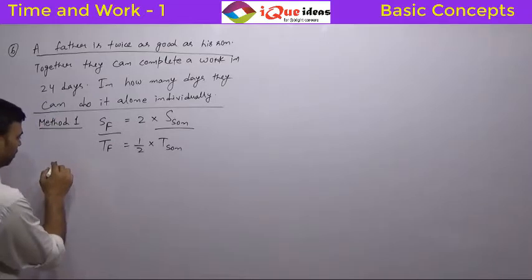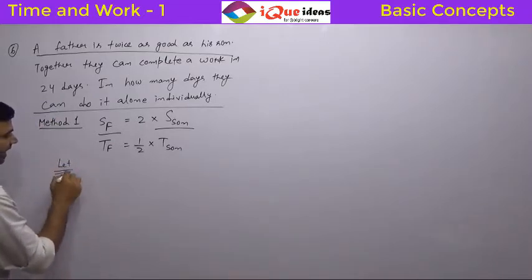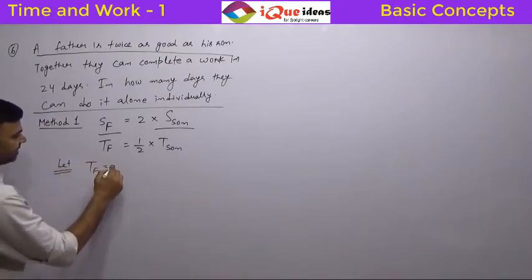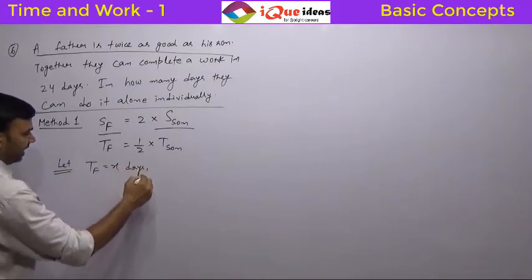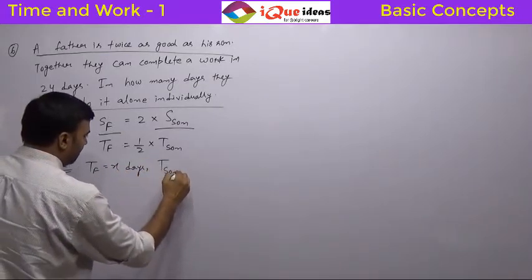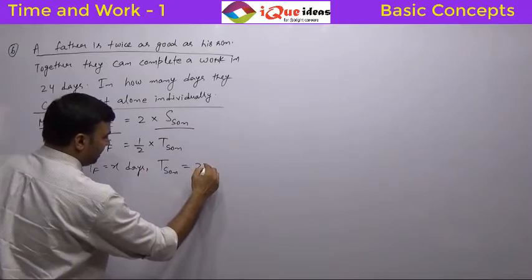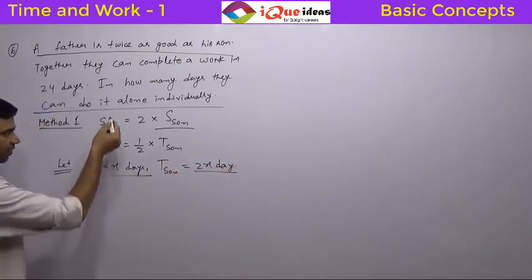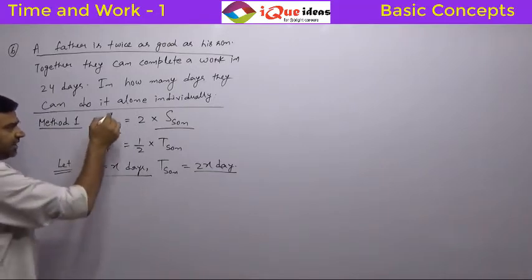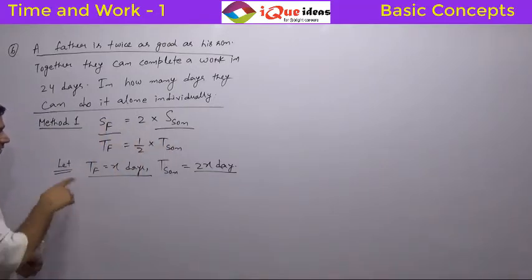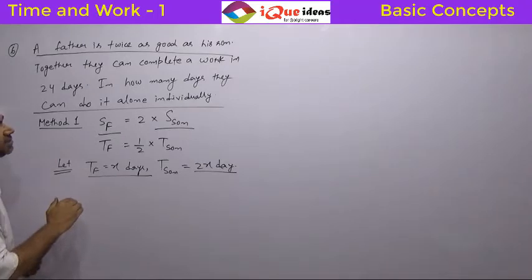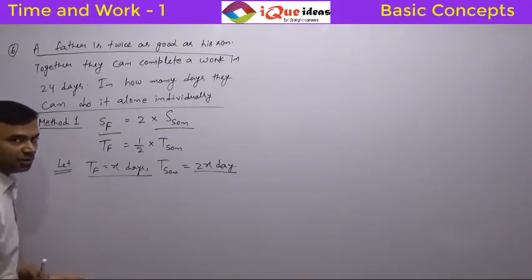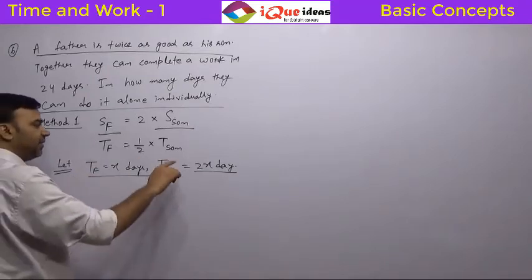So let's assume that the father takes X days. That means the son would take 2 into X, 2X days. Right? You know, you can directly reach this step. To explain this, I have written all these things. Right? Father is twice as good. So father's speed is high. Father's speed is double, twice. So father's time will be half. So if father takes X days, son will take 2X days.